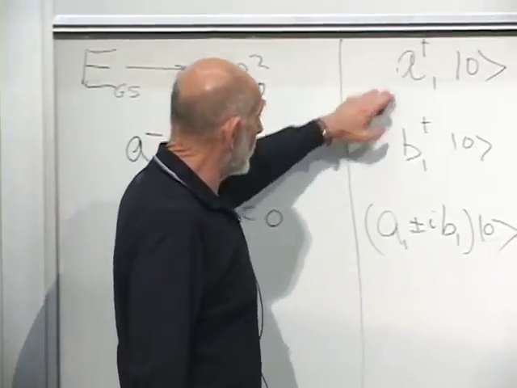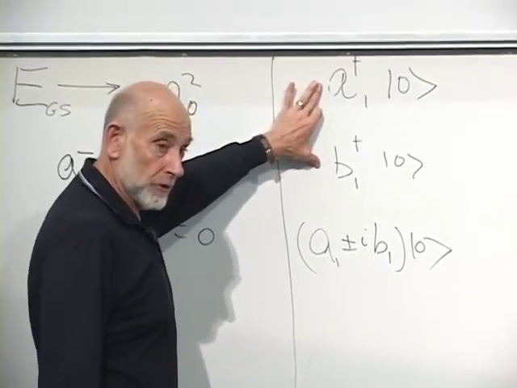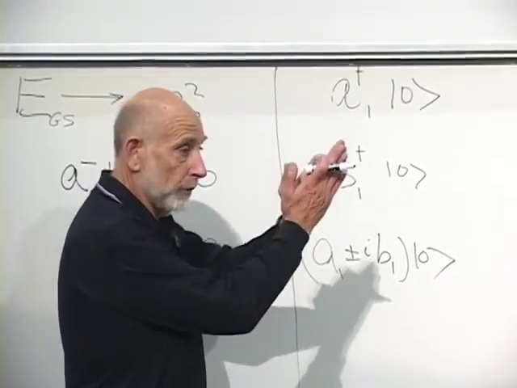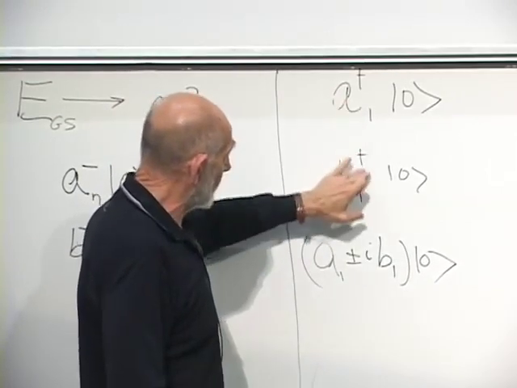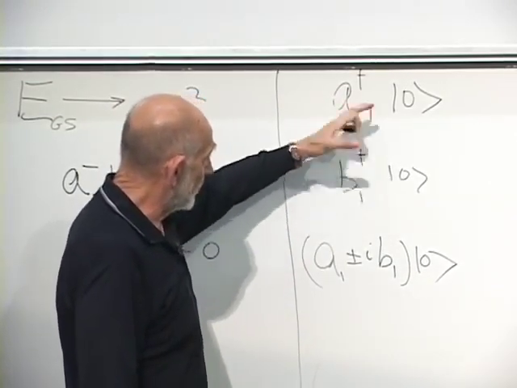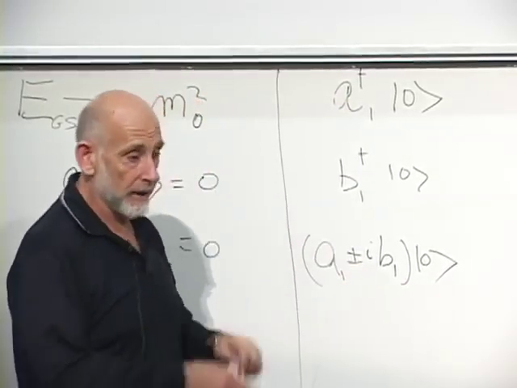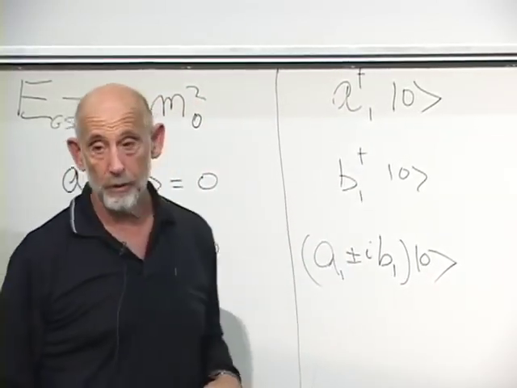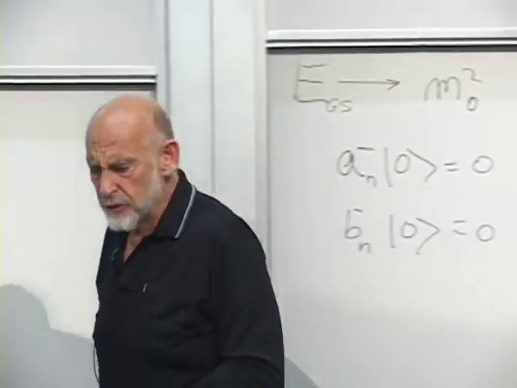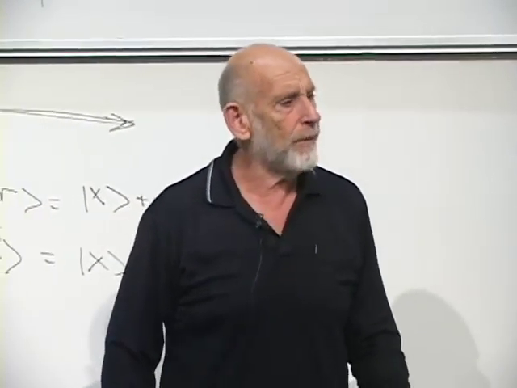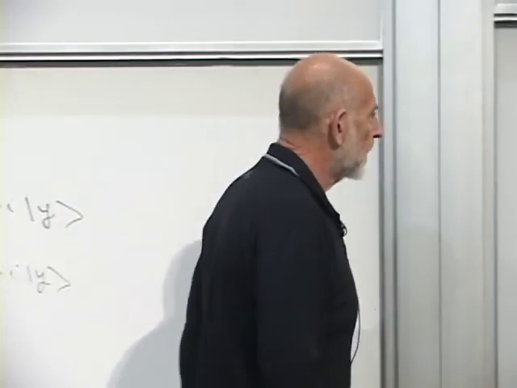We could linearly superpose these with real coefficients, and then we would just be rotating the direction of oscillation. Or we can add them with an i, and we turn them into circularly polarized. Now, this is not easy to visualize. Don't try to visualize it. It's the transformation properties which count.